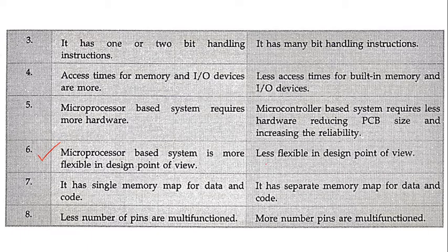Whereas the microcontroller is less flexible because all these peripherals are already mounted on that PCB or mounted on that integrated circuit. Next one, the microprocessor has a single memory map for data and code, while the microcontroller has separate memory maps for data and code. Again, a smaller number of pins are multifunctional in a microprocessor, and a larger number of pins are multifunctional in microcontrollers. So this is the advantage of microcontrollers.